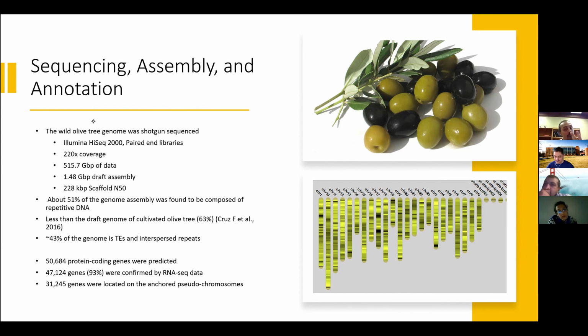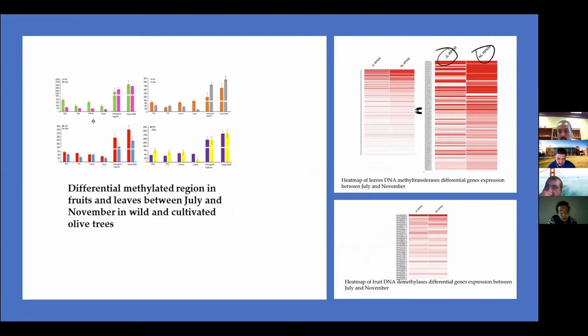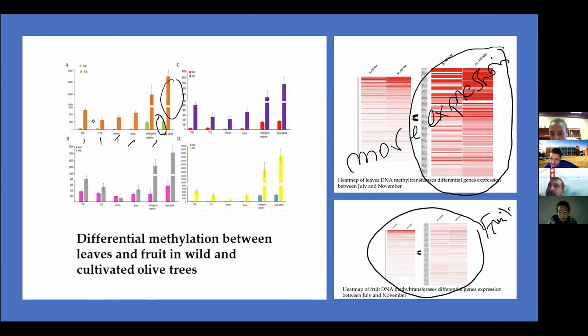You have 2 answers. It's either the methyltransferases in the fruit are not upregulated, and on top of that, you have demethylases. We're going to go back to that right here. See here, this one. This is the fruit. This is the methyltransferases of the fruit. If you compare July to November, it's the same. There is no big difference. Not like here. Here you can see the difference.